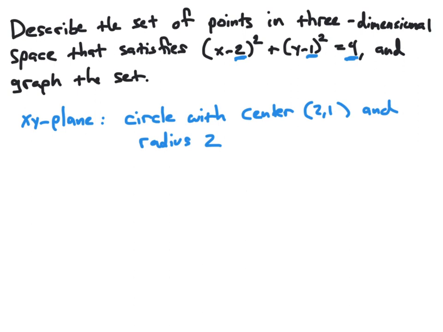And so we can visualize the set of points by taking the center in the xy plane and making a copy of it at every different possible value of z. When we do that, what we end up getting is a circular cylinder. This circular cylinder will intersect the xy plane in this circle, centered at (2, 1) and radius 2, and it extends indefinitely up and down along the z-axis.